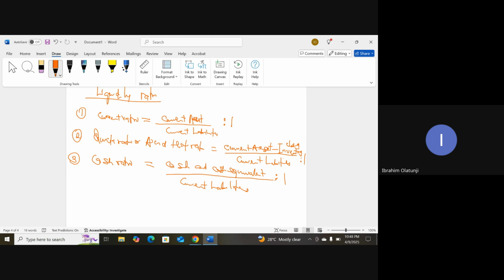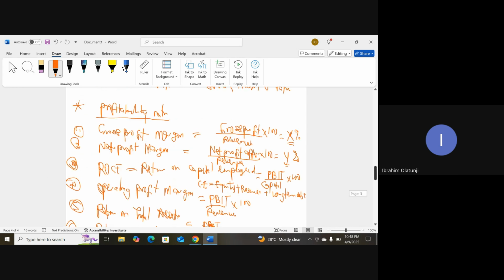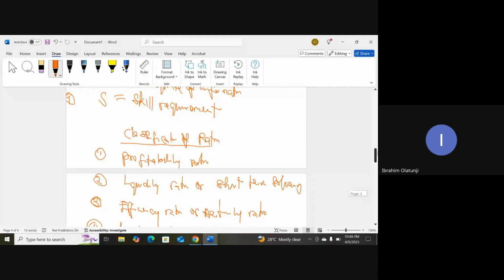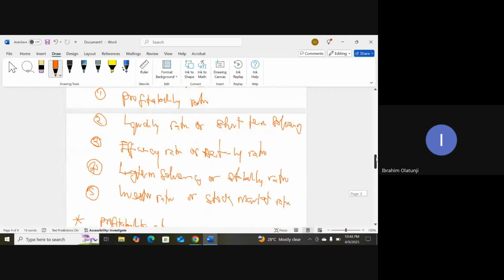We can try and look at little things that we've discussed so far. Then when next we meet, we talk about the other ratios, like how many are still there. We talk about the efficiency ratio, or activity ratio.